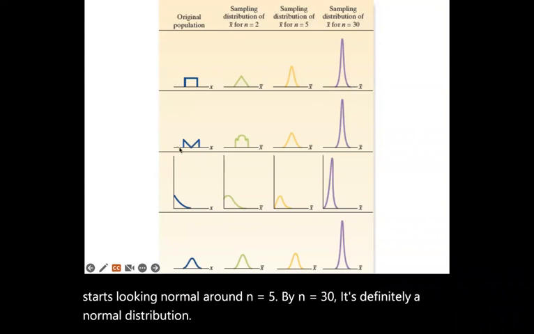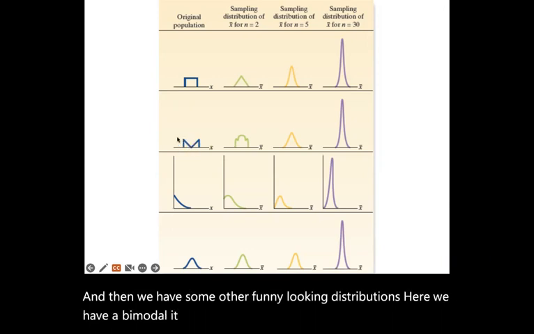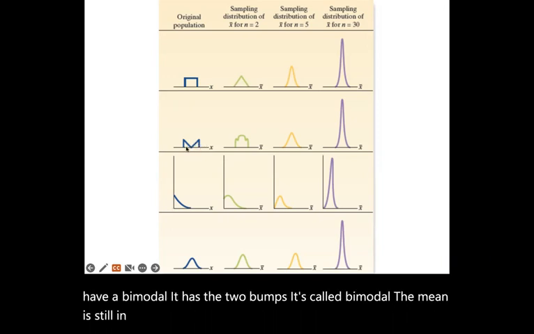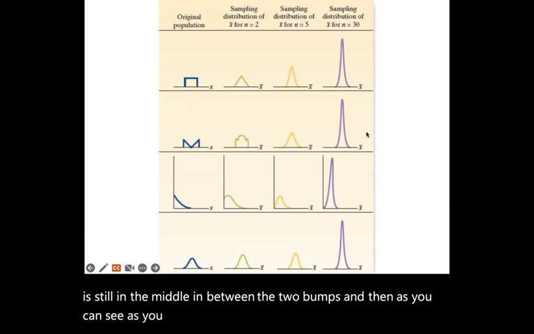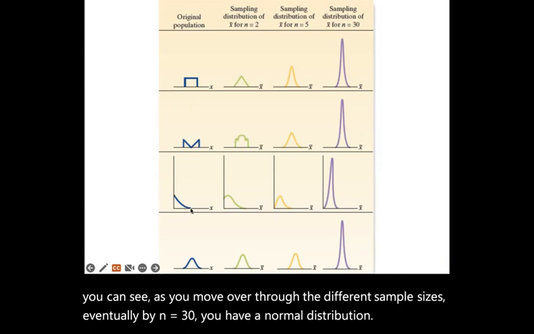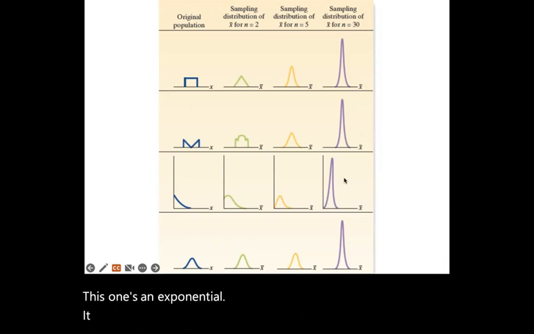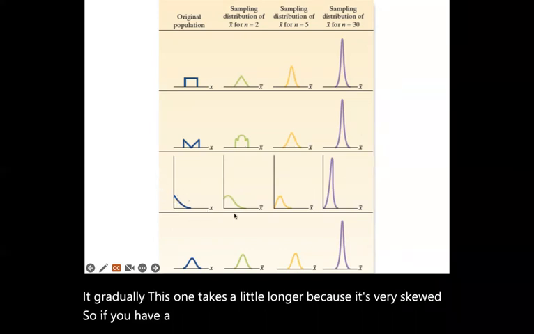And then we have some other funny looking distributions here. We have a bimodal. It has the 2 bumps. It's called bimodal. The mean is still in the middle in between the 2 bumps. And then as you can see, as you move over through the different sample sizes, eventually by n equals 30, you have a normal distribution. This one's an exponential. This one takes a little longer because it's very skewed. So if you have a strongly skewed population, it takes a while to get to normal.